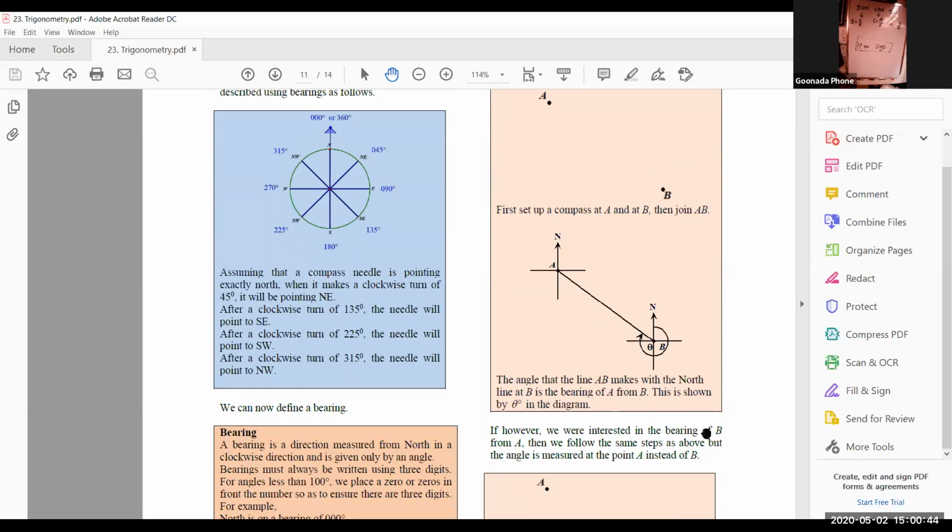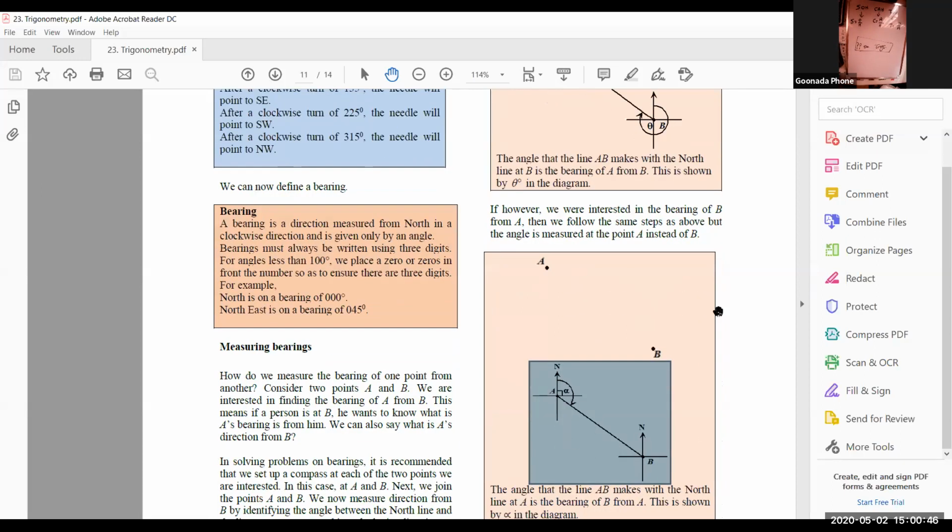Now, if we were interested in finding the bearing of B from A, we will follow the same steps, except we'll be measuring from A instead. So we'll measure from the north line to where it touches the line here. So it will be 90 plus 45 degrees. Understand? So we'll get 135.